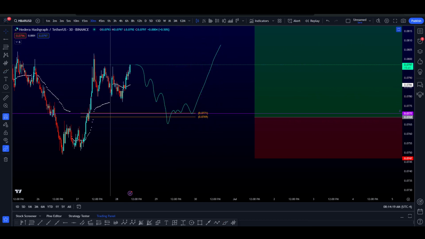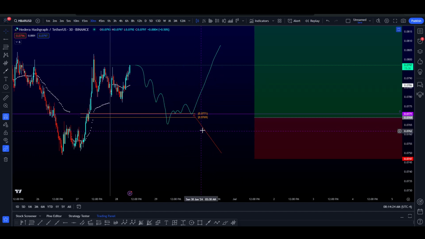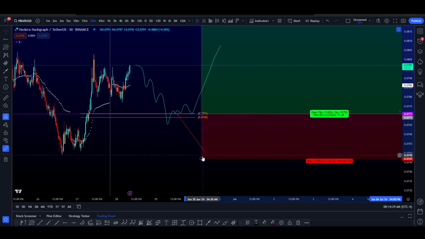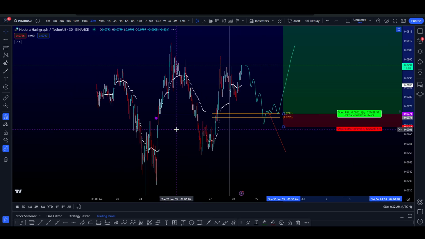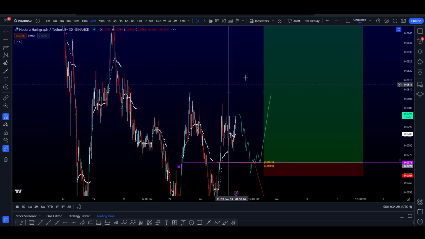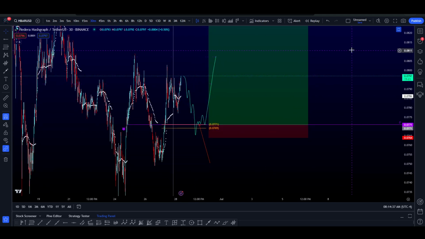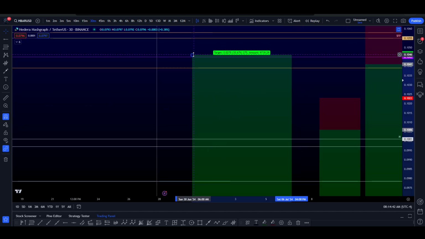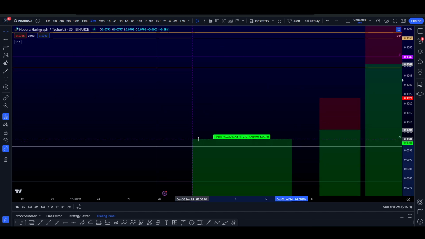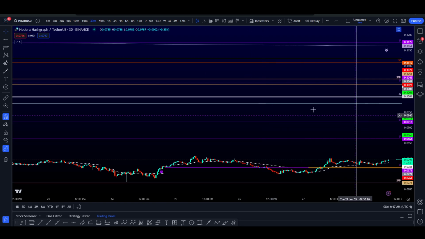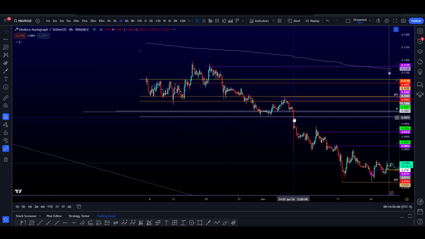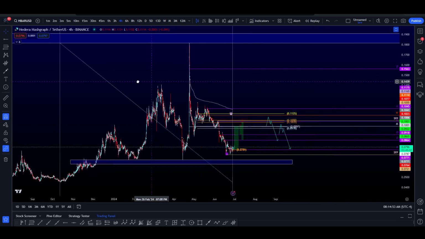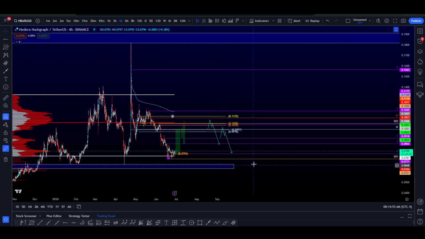Right, something like that. Entering the long right there. We're here. Stop loss below the pivot low. Right? Very good risk reward. You'll be risking less than 1% to possibly gain 35%, or at least go to the monthly 30%. So that's what I'm looking at for HBAR. Very interesting charting here. Very interesting setups on the way.